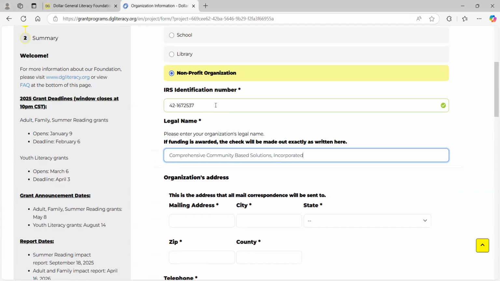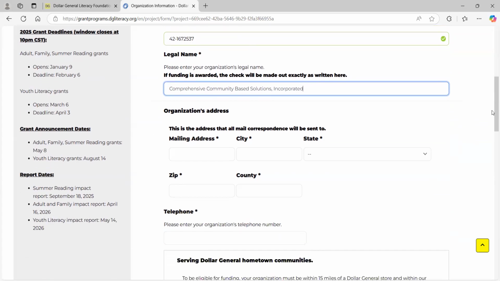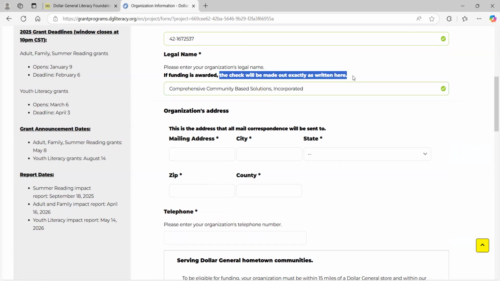421672537. And if that number was not a valid number, then I wouldn't have this check mark over here on the right corner of the field. As you see, my mouse is moving around. So the legal name of the nonprofit organization, please enter your organization's legal name. If funding is awarded, the check will be made out exactly as written here. The name is Comprehensive Community Based Solutions Incorporated.